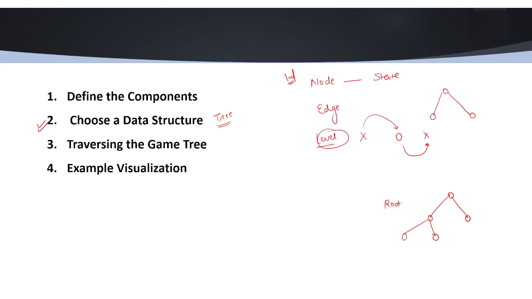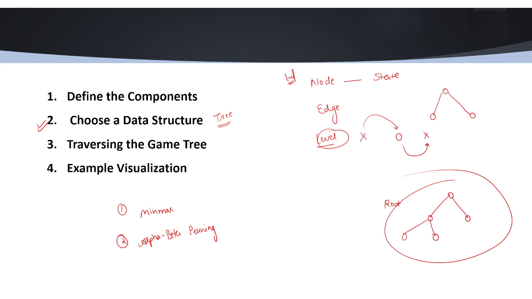Next is traversing the game tree. So once the game tree is built, here we have created a game tree. It can be traversed for two purposes. The first can be to evaluate using algorithms like min-max. Another is to optimize exploration with alpha-beta pruning. All clear?